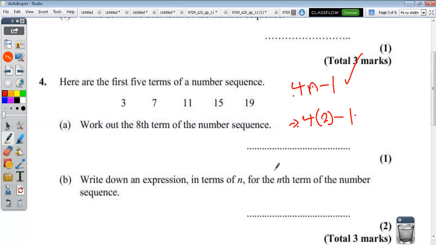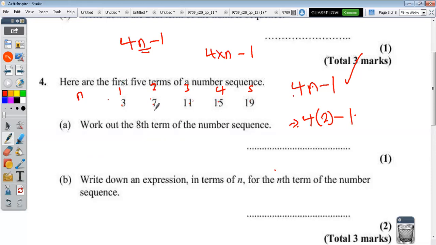4n, what does 4n mean? It means 4 times n minus 1. Even from computer science, n is a variable. It can take any number. n is my position. This is when n is equal to 1, when n is equal to 2, when n is equal to 3, when n is equal to 4, because this is my first term, this is my second term, this is my third term, this is my fourth term, this is my fifth term.